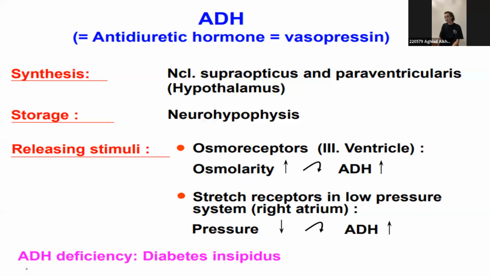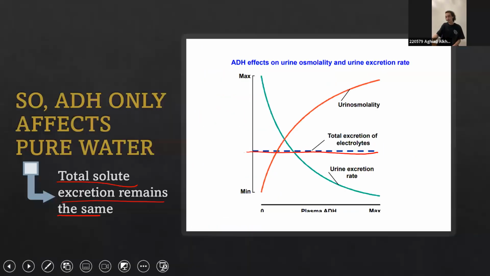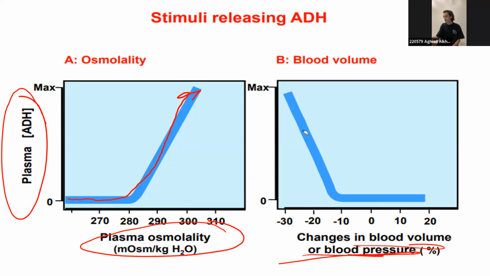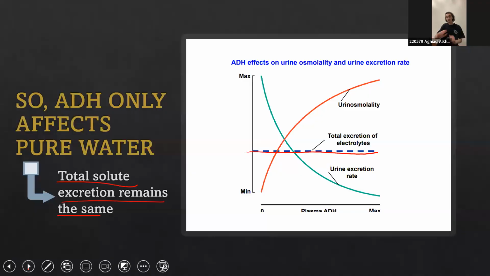Now, from its name, antidiuretic hormone or vasopressin, it wants to increase the pressure or decrease the osmolality. It's synthesized in the hypothalamus, as we mentioned, and released from the neurohypophysis or posterior pituitary. And the releasing stimuli: osmolarity, again, we mentioned that. So when osmolarity is high, more ADH is released. Or stretch receptors on low pressure systems: the lesser the pressure, the more the ADH. We need more water to increase the volume. So if we have too little pressure, ADH is released. You can see that by this graph: when the blood volume is decreasing, ADH is increasing. It's pretty simple. And again, it's only pure water.